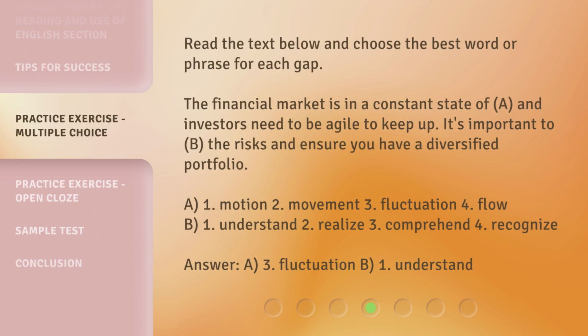Read the text below and choose the best word or phrase for each gap. The financial market is in a constant state of A, and investors need to be agile to keep up. It's important to B the risks and ensure you have a diversified portfolio. A. 1. Motion 2. Movement 3. Fluctuation 4. Flow. B. 1. Understand 2. Realize 3. Comprehend 4. Recognize. Answer. A. 3. Fluctuation. B. 1. Understand.